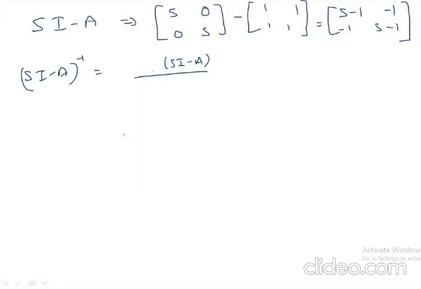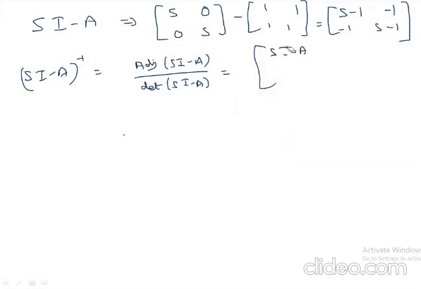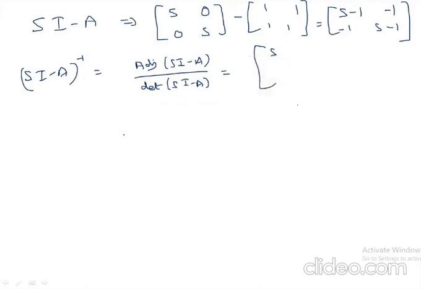So the formula is adjoint of A divided by determinant of sI minus A. If you do that simple mathematics, you will get sI minus A. So the adjoint of this matrix is [S minus 1, 1; 1, S minus 1], and the determinant will be AD minus BC, so (S minus 1) whole square minus 1.